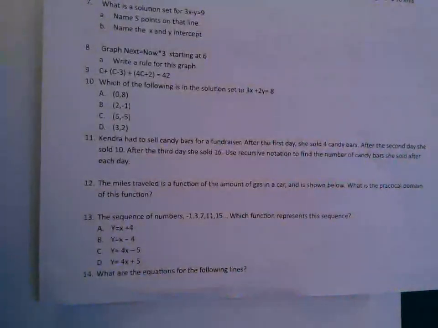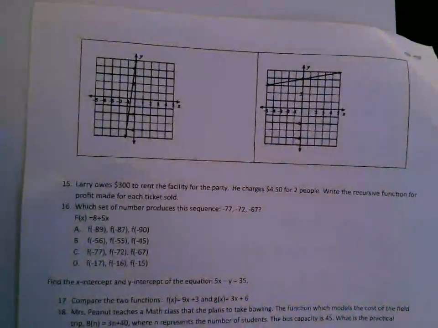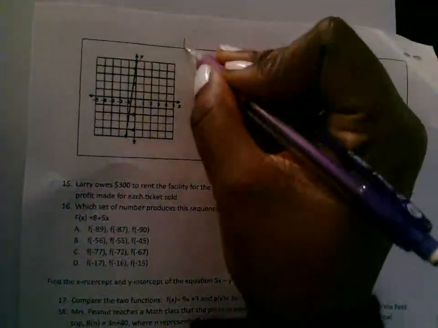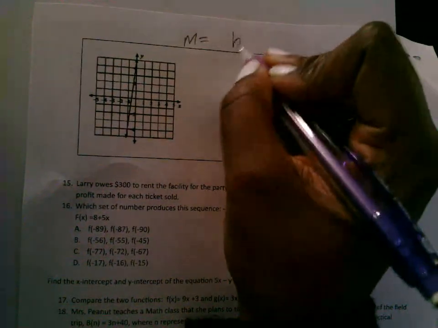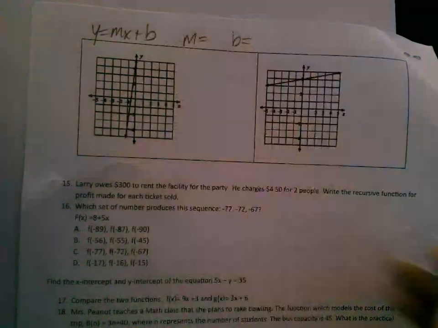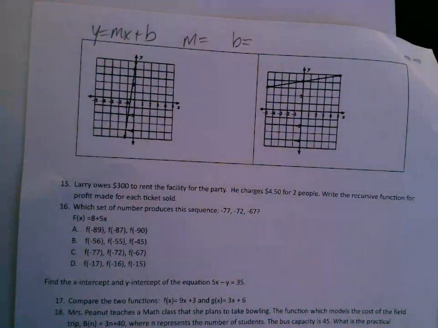All right, so I'm gonna keep it moving. We're on number 14 now, okay? So 14 says, what are the equations for the following lines? So you have to write an equation for these lines right here. You're gonna write the equation in slope-intercept form. That's y equals mx plus b. So you have to identify the slope and identify the y-intercept. It's probably easier to identify the y-intercept where the line crosses the y-axis.